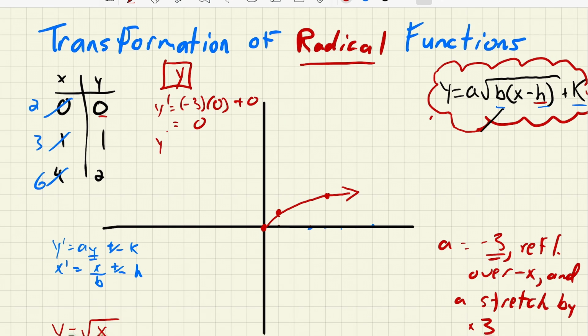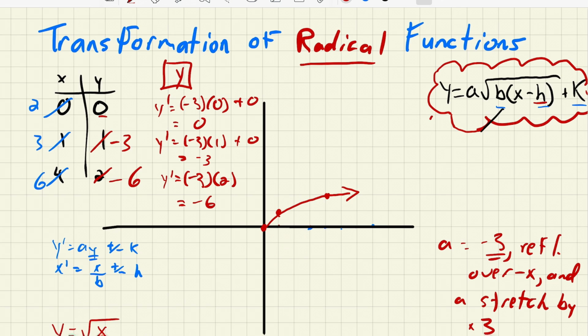We're going to go y prime is equal to negative 3 times 1 and then plus 0, since there is no k. That gives us a value of negative 3. So instead of 1, we're going to write negative 3. Okay. And then the y value of 2, when it gets transformed according to the function, we're going to go negative 3 multiplied by 2 plus 0, and that's going to give us negative 6. So we scratch that out and we put negative 6.